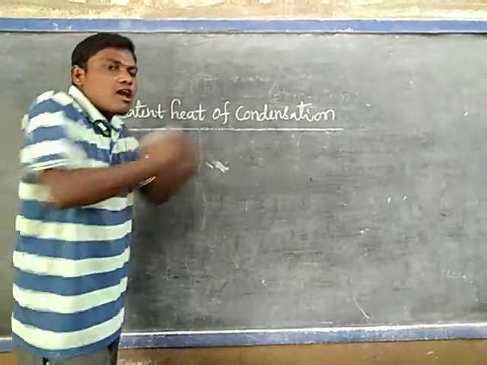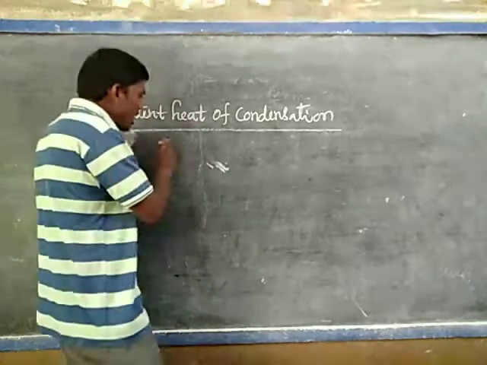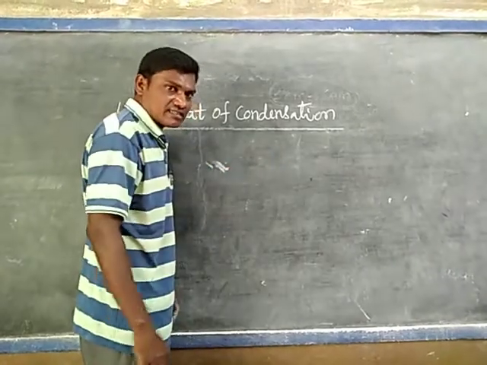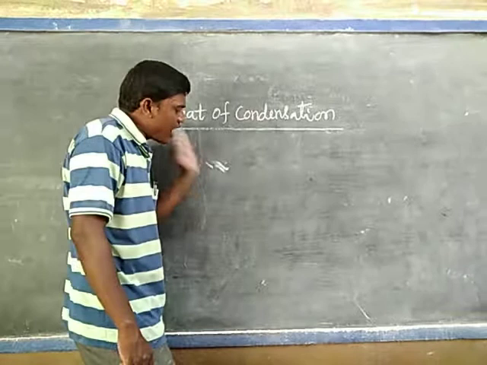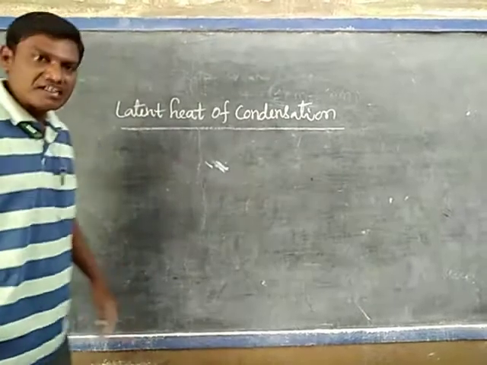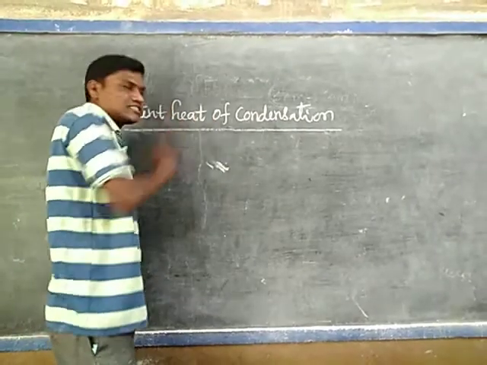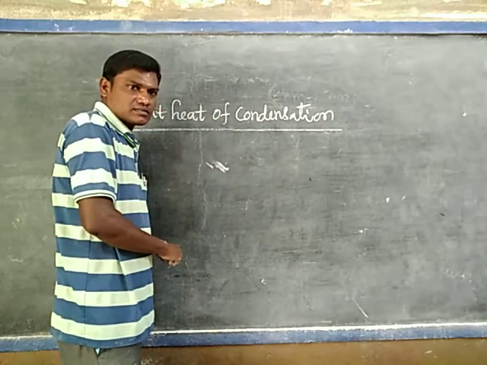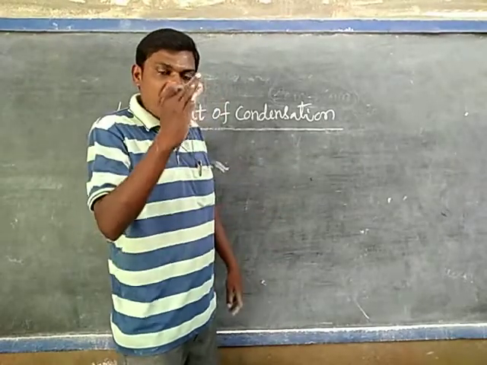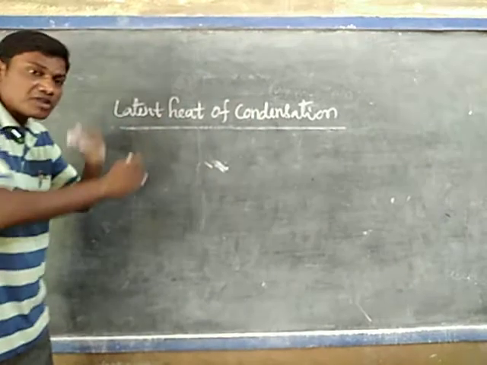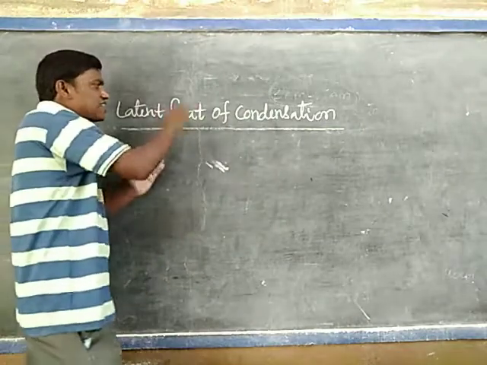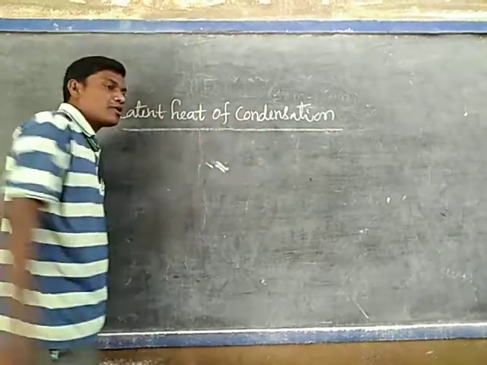But in condensation, heat energy is liberated, because during condensation the air particles lose heat energy. That's why the amount of heat energy liberated by a unit mass of a substance to change from gaseous or vapor phase to liquid phase, without any change in temperature, is called the latent heat of condensation. Listen very carefully. The latent heat of vaporization value and the condensation value are both the same.